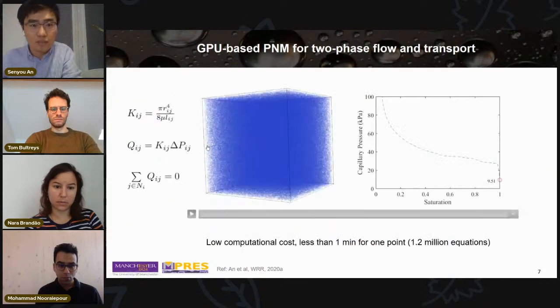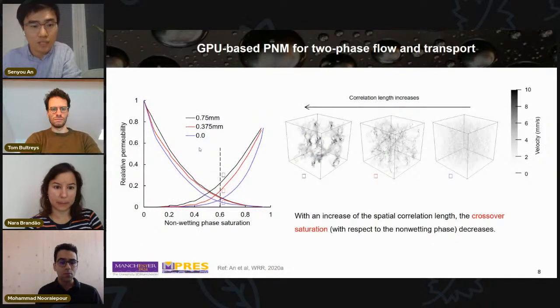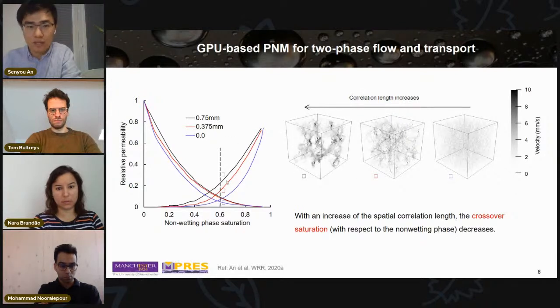From the simulation result, we calculate the relative perm curve. With an increase of spatial correlation, the crossover saturation of the non-wetting phase decreases. You can see here. We choose one saturation at 0.6 to analyze the velocity field. You can see that with the increase of correlation length, the preferred flow paths are obviously generated. That's the reason why the correlation length has more effect on the flow capability of the invading phase than on the receding phase.